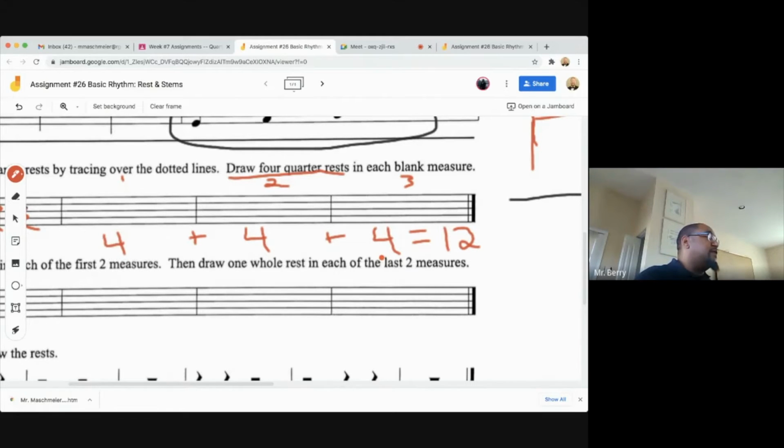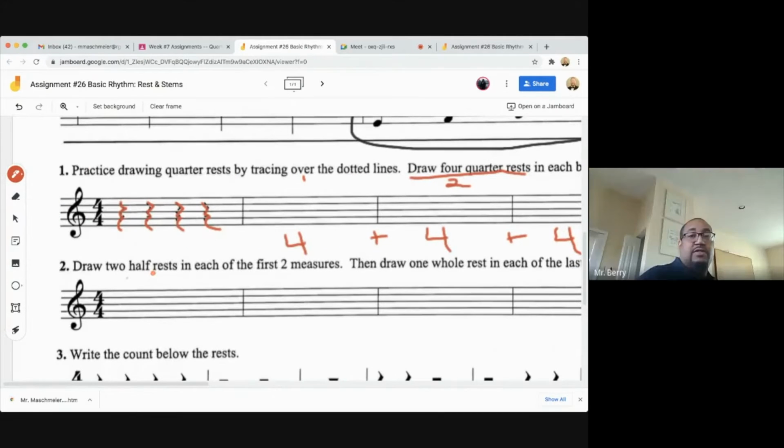Number 2, it says draw 2 half rests in each of the first 2 measures. So you're going to draw 2 in the first measure, 2 in the second measure. So how many total half rests will you be drawing in the first 2 measures combined? 4. So 2 in measure 1, 2 in measure 2.